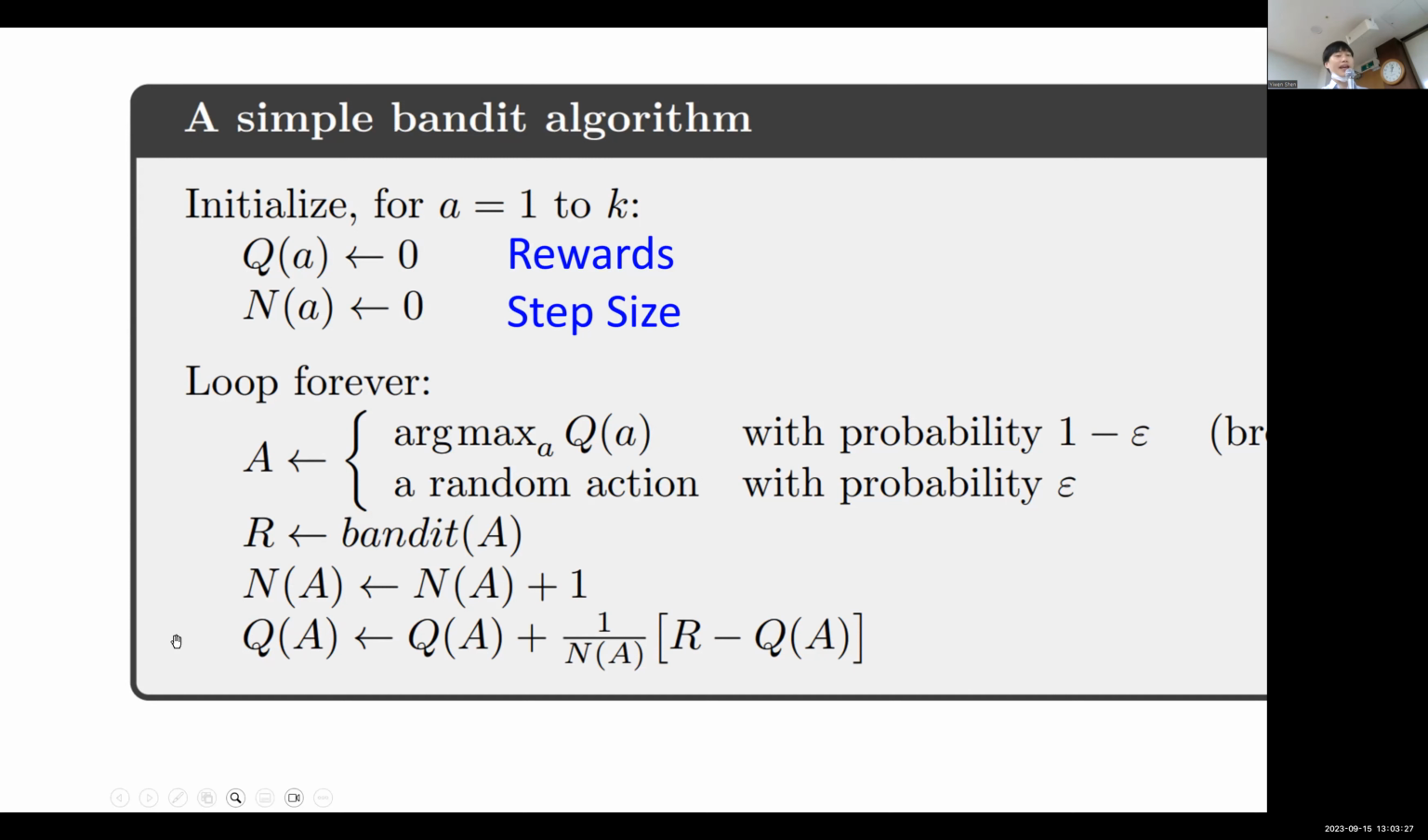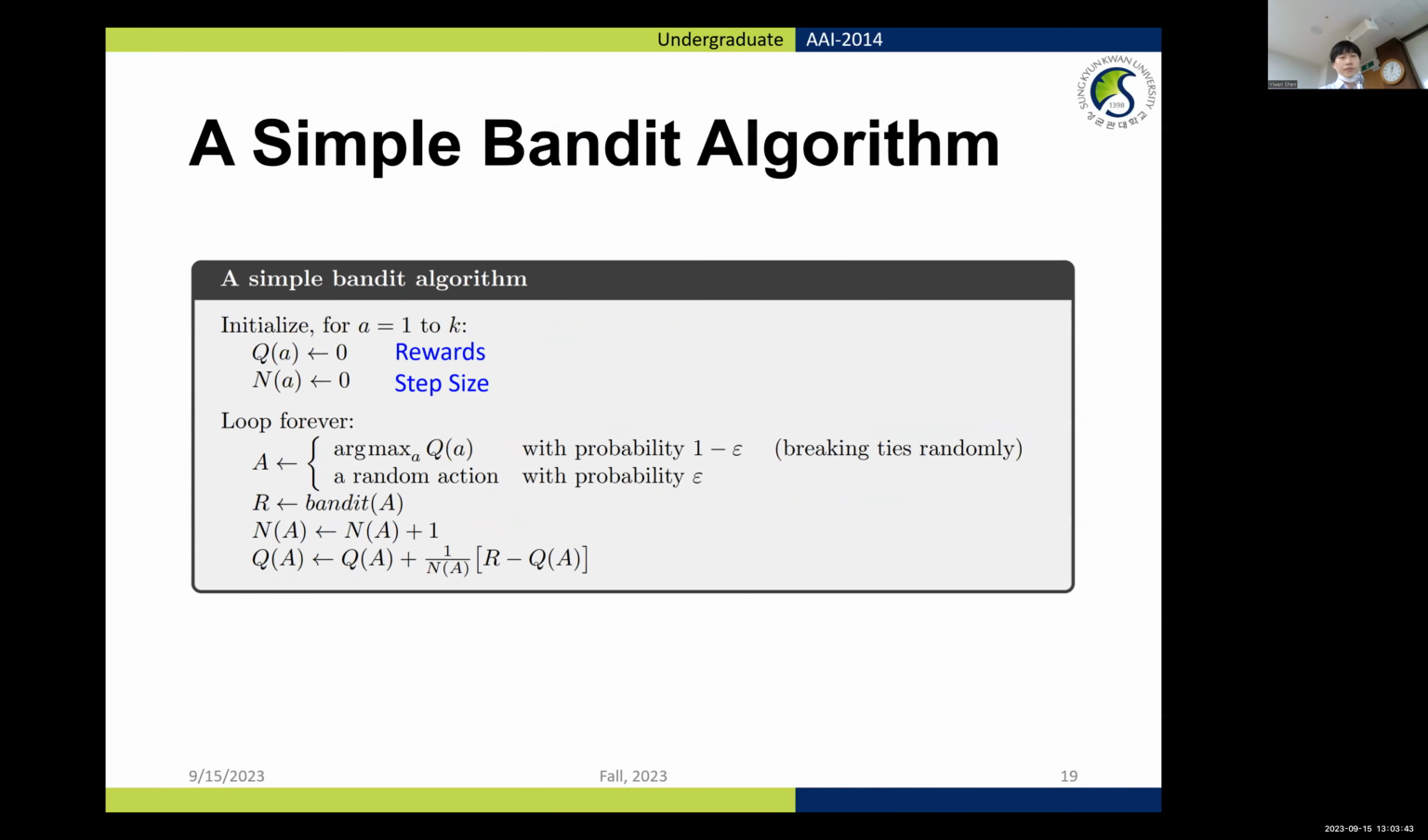Next time we loop again and again, not forever, maybe just 10,000 times. Then you will get a very reasonable value for each action, and you will see which action is the best option. Okay, so this is the bandit algorithm.